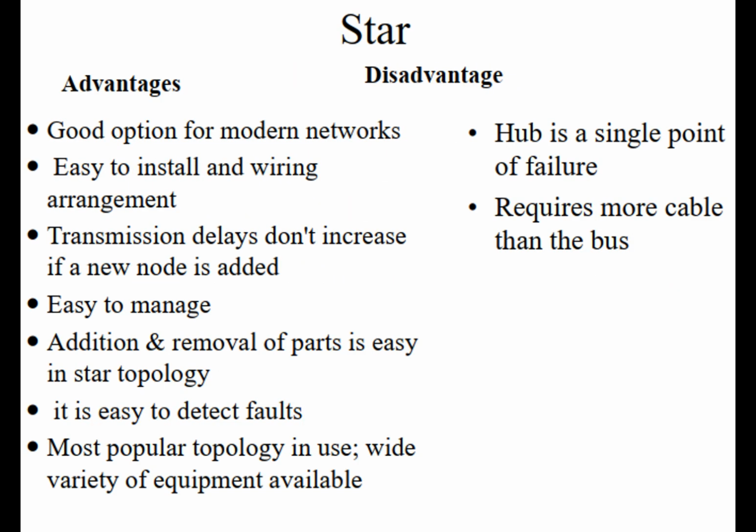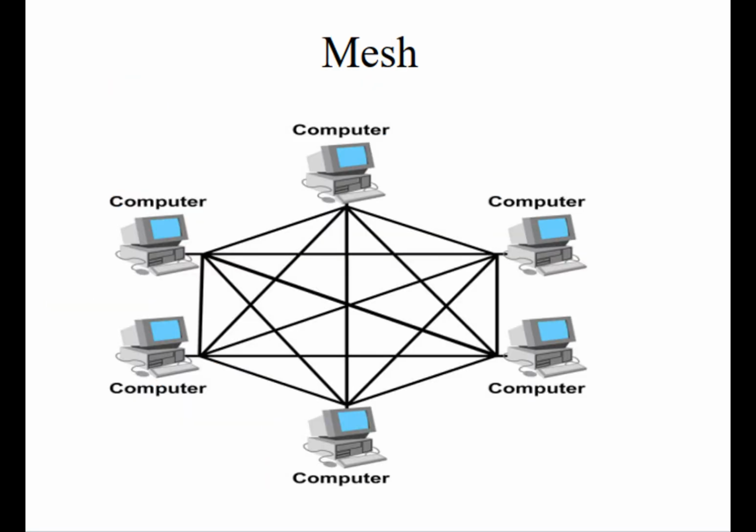Scalable. Star advantages and disadvantages. It is a good option for modern networks, and is easy to install and wire. Transmission delays don't increase if a new node is added. It is easy to manage, addition and removal of parts is easy, and it is easy to detect faults. It is the most popular topology in use, with a wide variety of equipment available. However, the hub is a single point of failure, and it requires more cable than the bus.